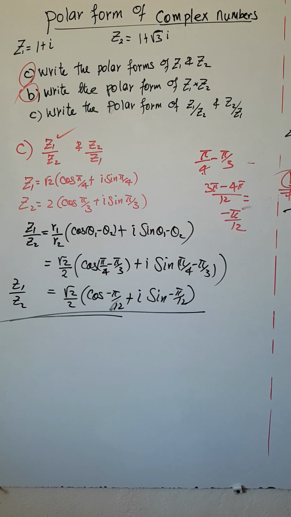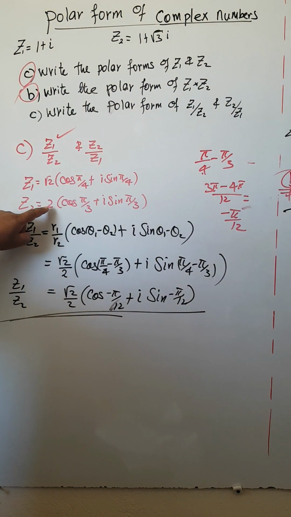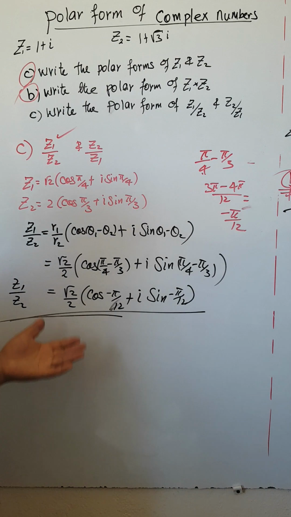What if we have z2 and z1? z2 divided by z1. Try that. There is a point of rationalization because for z2 to z1, the modulus is 2 divided by root 2, so you have to rationalize that to find the final answer.